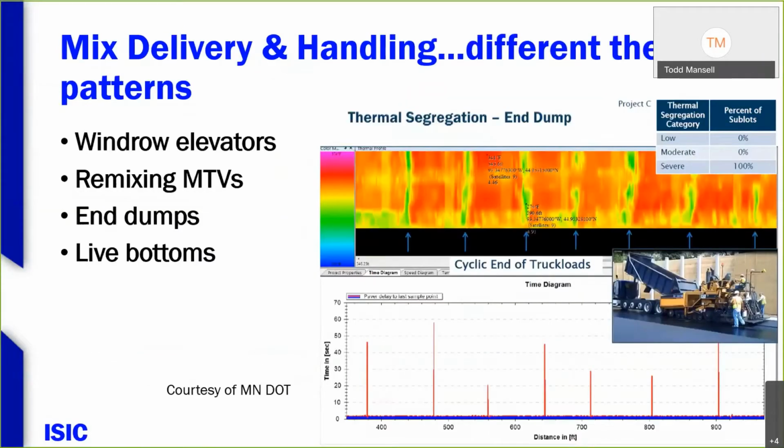Mix delivery and handling: different thermal patterns again. The slide here is courtesy of MnDOT. Thanks, Rebecca and Greg. I'm not sure exactly where this came from, but it shows the different things, like the thermal pattern here on the end of a truckload, for example. So again, it's a big powerful tool giving us data, and we ask what we can do differently operationally to improve that thermal profile. Because more uniform thermals mean more uniform compaction and better smoothness.